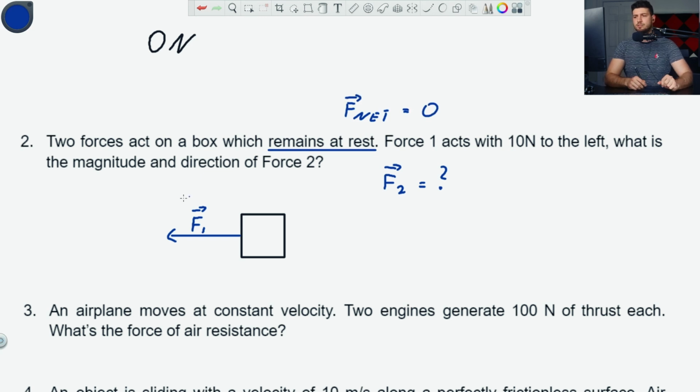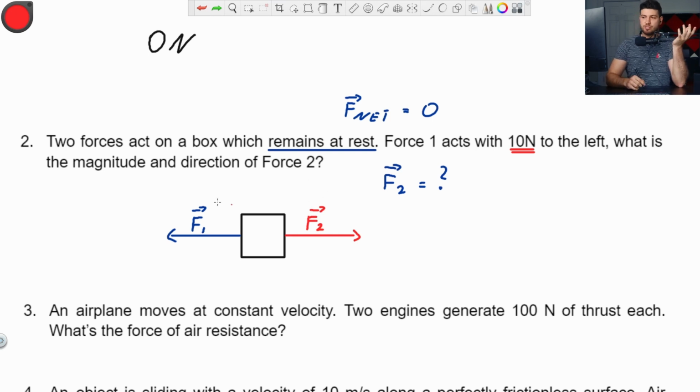So, now let's take a look at the drawing. If the force acting on the box goes to the left, F1 acts to the left, and we know that F net is equal to 0, what's the direction of the other force? Well, we know that F net is 0 means that the forces cancel each other out. So for every force acting to the left, we should have a force acting to the right. And that's the case in this example. Now, let's talk about the magnitude. So we know that the two forces balance each other out. So let's think.